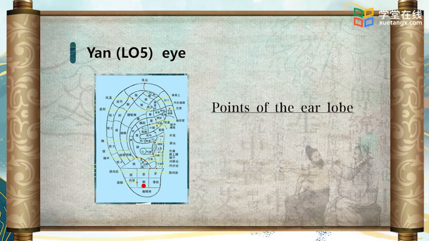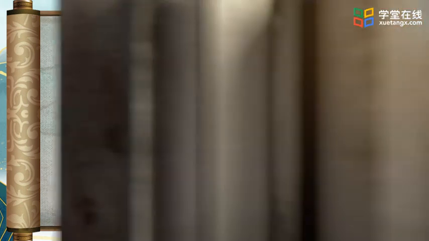The last point, which is in the earlobe, we call it eye. This point is located at the center of the front surface of the earlobe. We usually choose this auricular point to treat myopia.